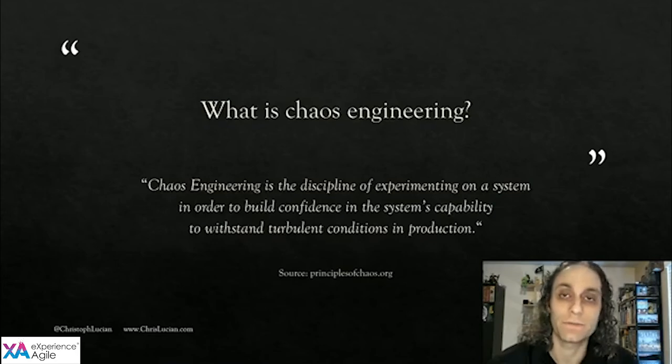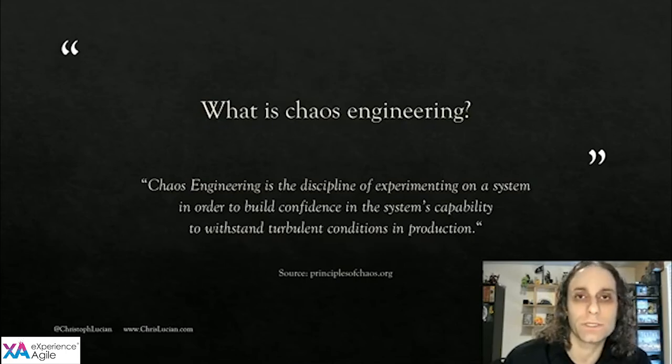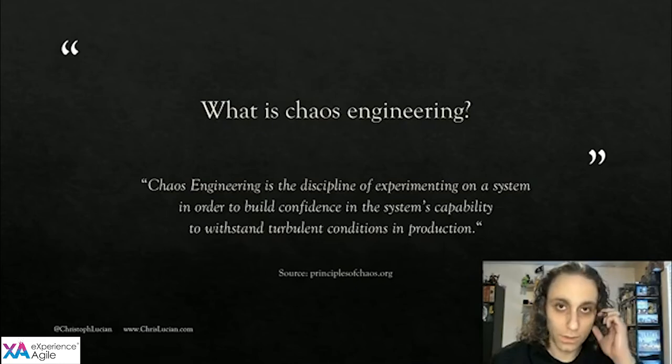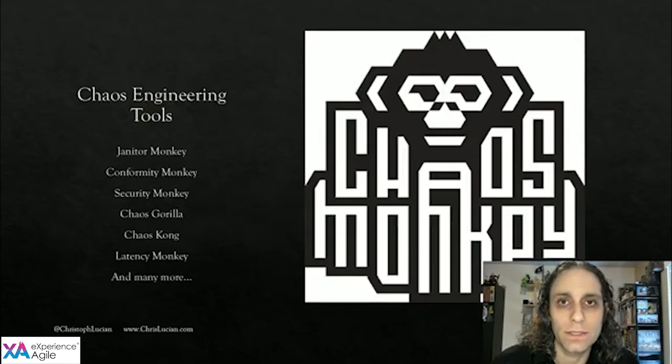And so I'll read the definition just to kind of get us started. Chaos engineering is the discipline of experimenting on a system in order to build confidence in the system's capability to withstand turbulent conditions in production. This comes from the principlesofchaos.org website where the principles are outlined. And while this applies to computer systems, I think it also applies to interpersonal systems.